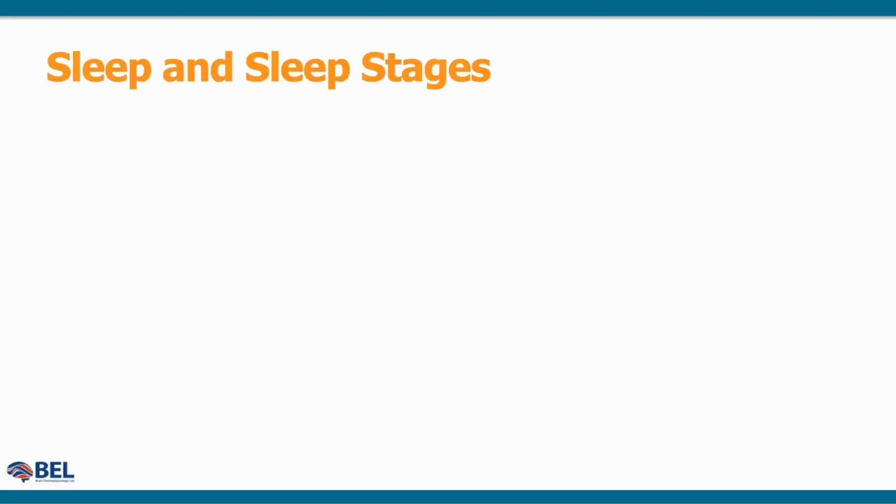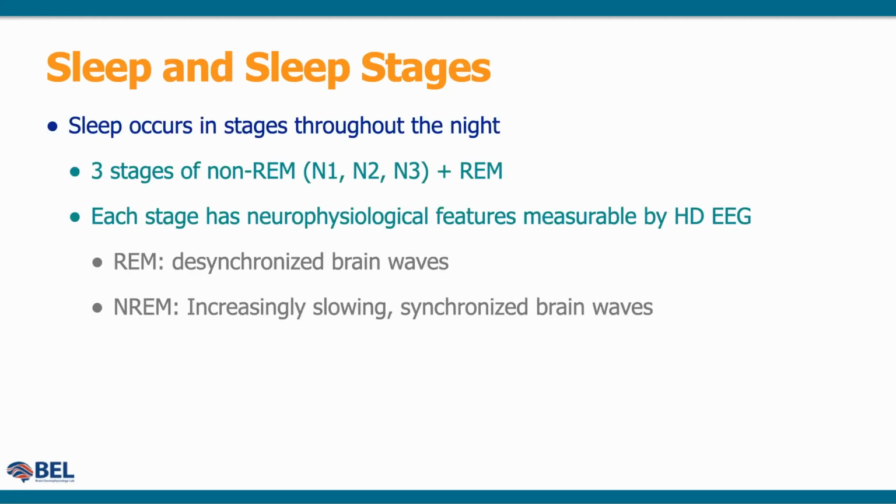Okay, so for those that are aware or not aware, sleep occurs in stages throughout the night, meaning it's not just one continuous thing. There are 3 stages of what we call non-REM sleep, which are denoted by N1 through 3, plus a single stage of REM sleep, which probably most people are very familiar with.